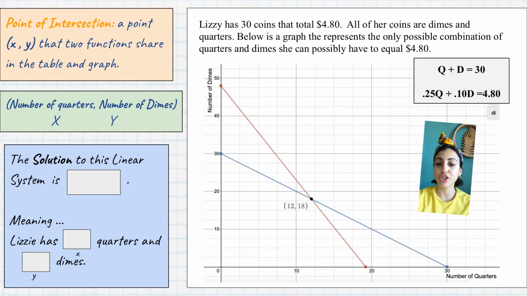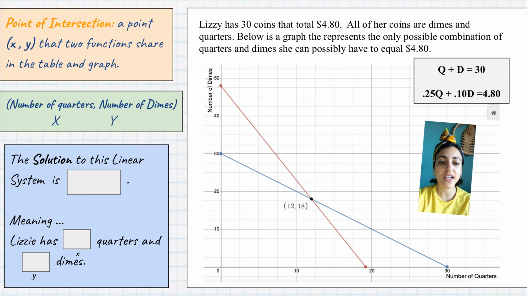Okay, example number 2. We're going to go a little faster this time. Lizzie has 30 coins that total $4.80. All of her coins are dimes and quarters. Below is a graph that represents the only possible combination of quarters and dimes she can possibly have to equal $4.80. So it's the only possible one because every other point on these lines would be decimal answers, and that won't make sense. You can't have a decimal amount of quarters or dimes. The only possible answer is where these graphs intersect, and that's at (12, 18), okay?